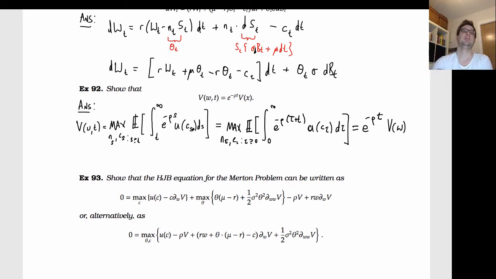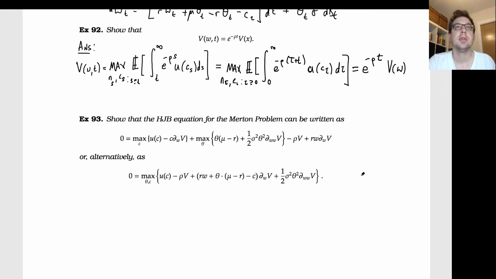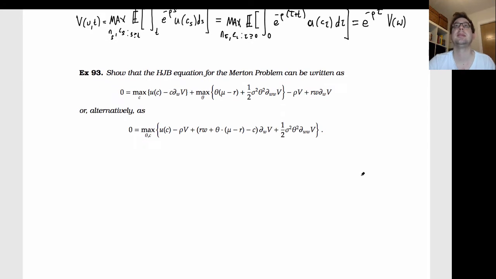So essentially the only thing that's affected by doing this is that we've multiplied each term here by e to the minus rho t. That's quite a common feature that we found with discount factors previously, even in the discrete time setting. So that's one thing to note. The next thing we're going to look at is the HJB equation for this problem. I've written it down two different ways.